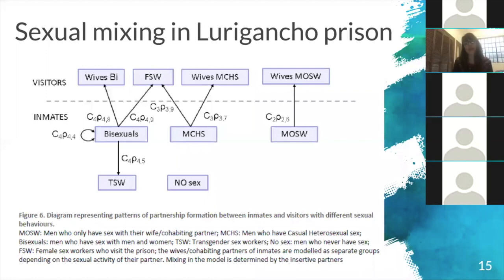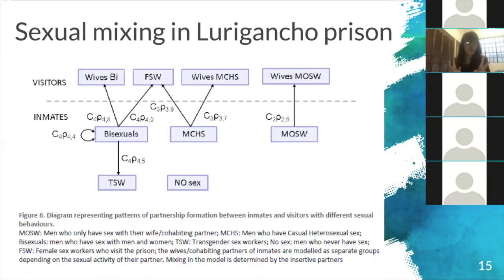And so this is what I did here. So you can see the population of inmates at the bottom and the population of visitors at the bottom. And the main information that I got from this is that sex within the Lurigancho prison was actually not so different from sex outside of the prison, because the prison relied so heavily on visitors to bring food and soap and anything that the inmates need, that there were very few restrictions in terms of visitors.